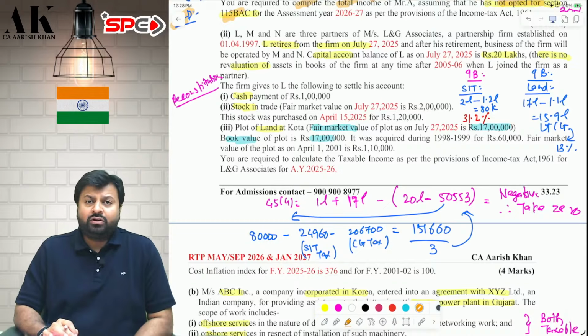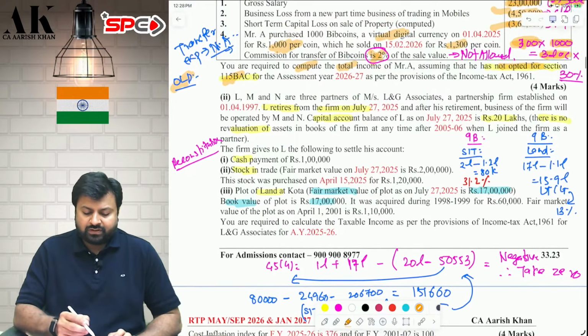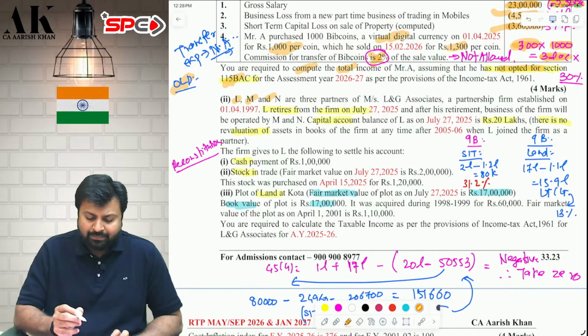It will take time for you all to understand if you have not read this provision properly with me in class. We have done 3 circulars on this. That is the partnership firm provisions of 9B and 45.4. Let's go through the question first. There are 3 partners, L, M and N, of a partnership firm since 1997.